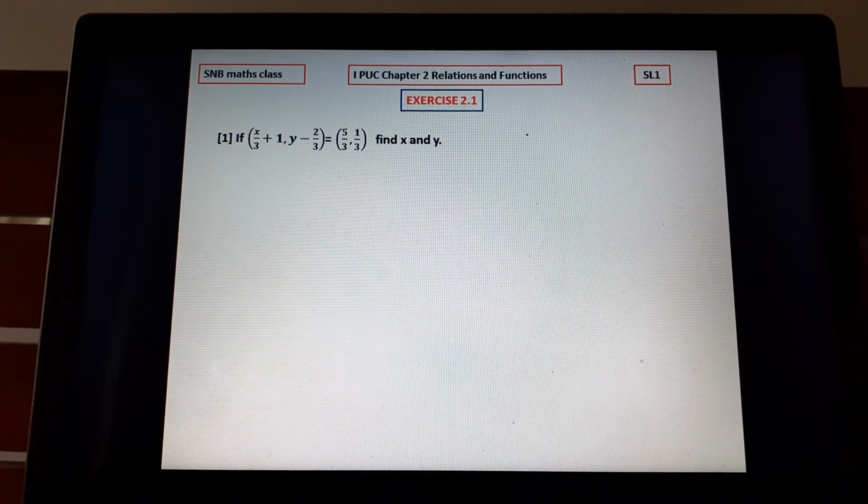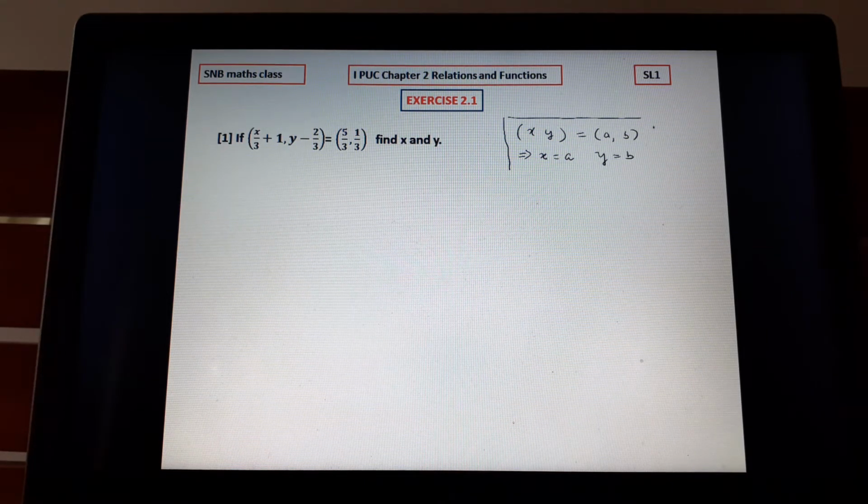So you know this property, if an ordered pair (x, y) equals another ordered pair (a, b), then what is the condition? This implies x must be equal to a and y must be equal to b. So this is the property we have studied. That means when two ordered pairs are equal, the corresponding first elements and the second elements must be equal. Therefore, how to solve this question?